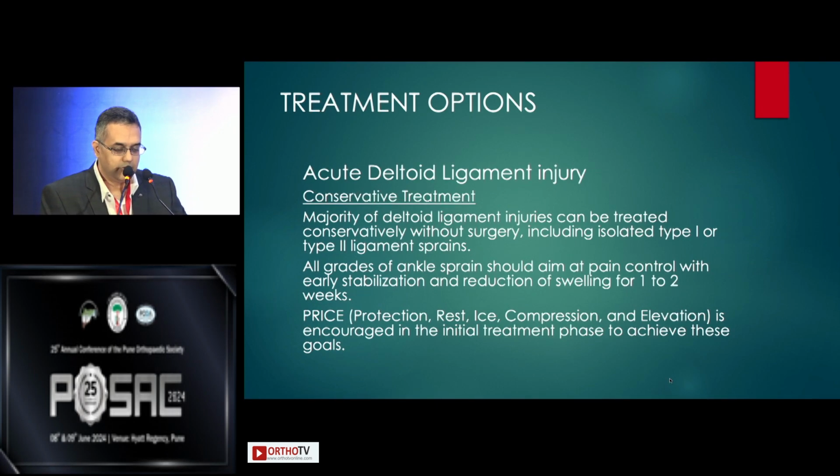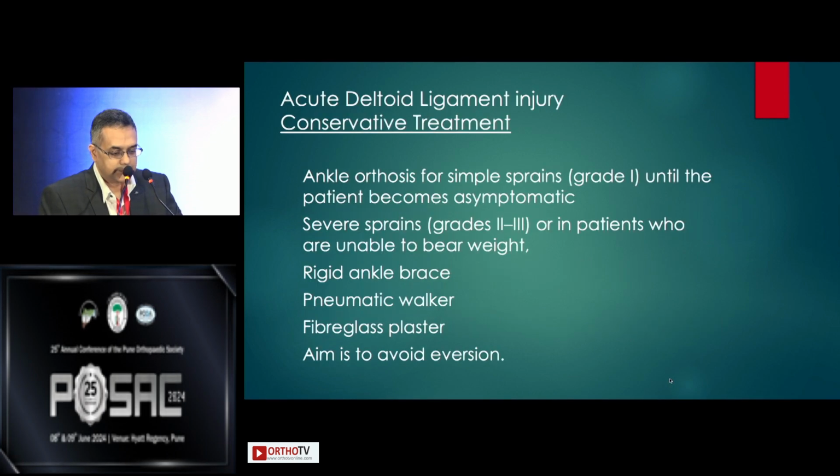Conservative treatment. The majority of deltoid injuries can be treated conservatively, without surgery. All grades of ankle sprain should aim for pain control. Protection, rest, ice, compression, and elevation are encouraged in the initial phase. An ankle orthosis can be given. In severe sprains, grade 2 and grade 3, we give rigid ankle braces, pneumatic walkers, or fiberglass plasters. The main aim is to avoid eversion.